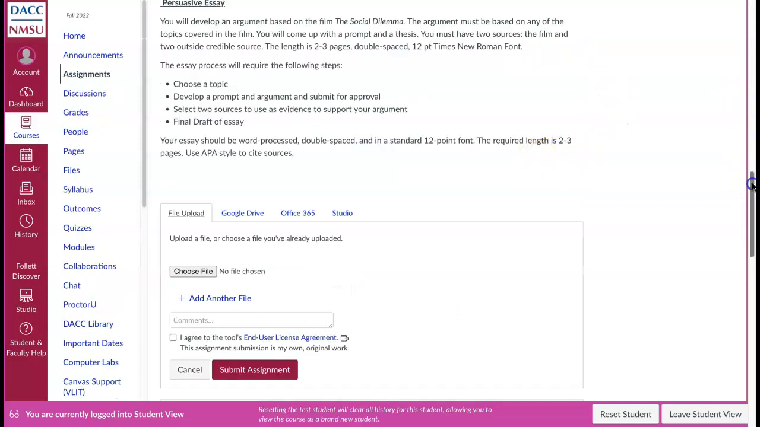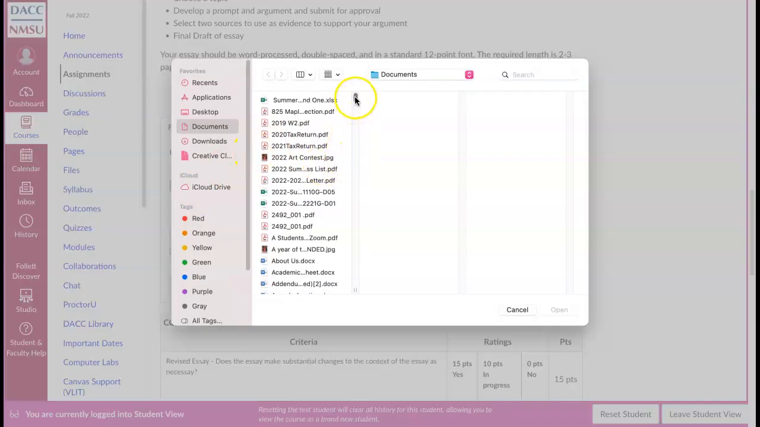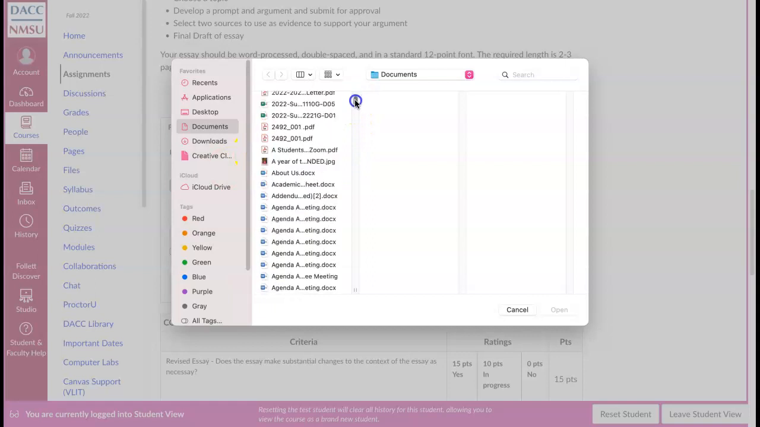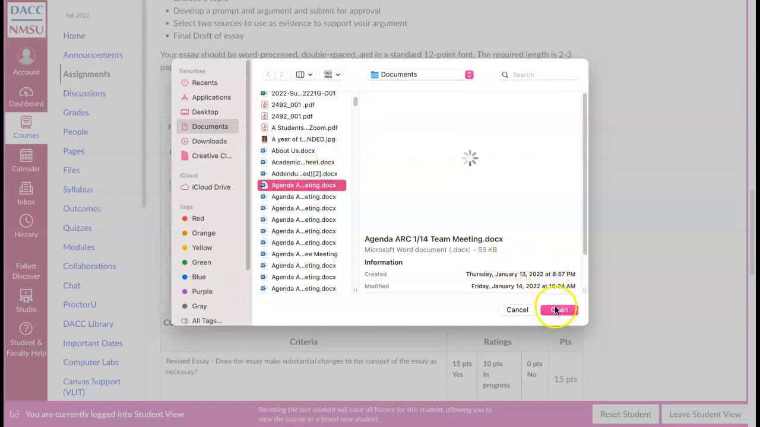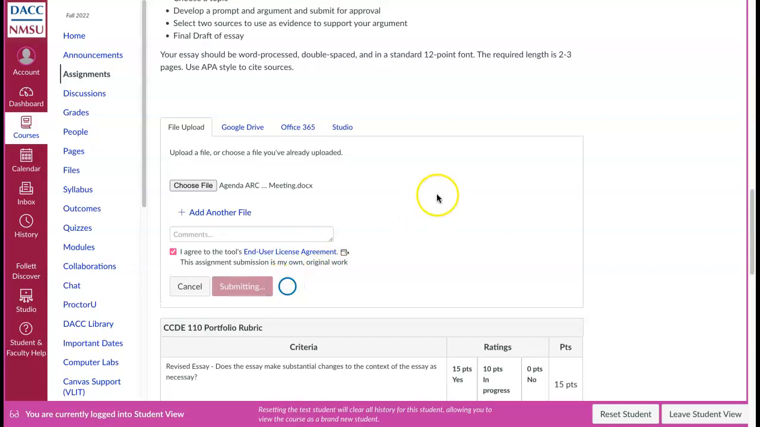Now it is very important that when you submit files, you submit them at the same time, because for example, let me show you. I'm going to choose a file and I'm going to submit this one, which is an agenda for a meeting. I'm going to click open, and I'm going to go ahead and click on agree. And in case you're wondering what this end user license agreement is for Turnitin, it is saying that I agree that this is my original work. And then you can go ahead and click on submit assignment.